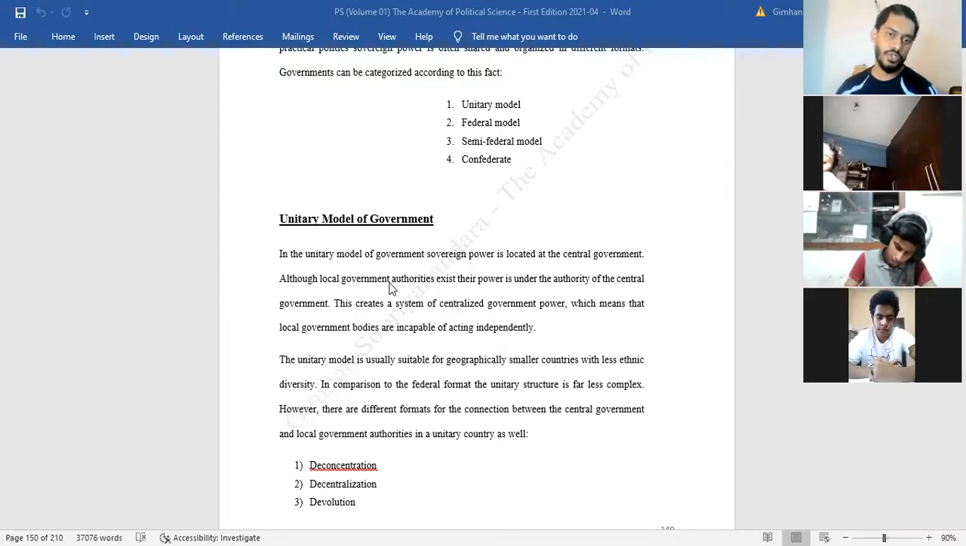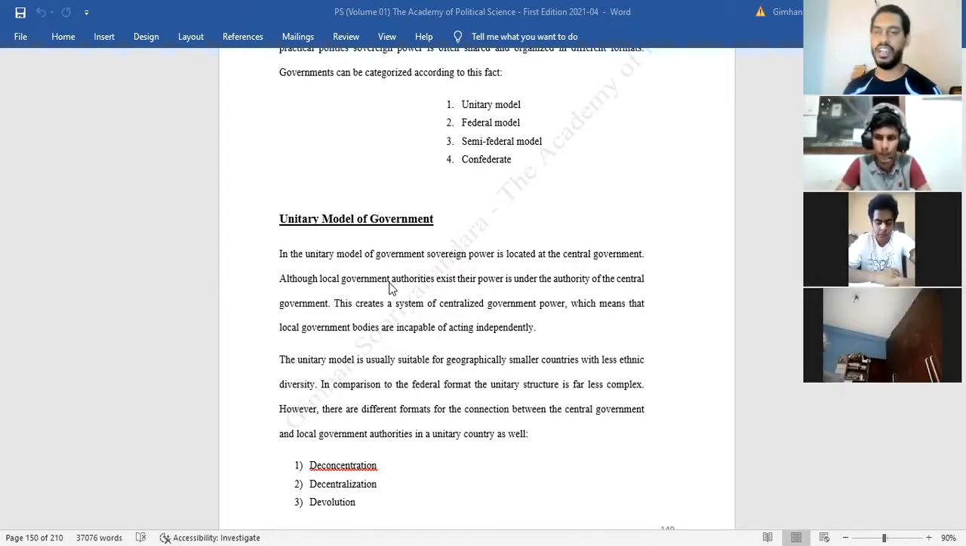The unitary model is usually suitable for geographically smaller countries with less ethnic diversity, right? Smaller countries, as you all know, a country like Sri Lanka or Singapore, those countries can be governed this way because the central government is handling everything, right? Because if the country is big, the regions have to have more powers, because the central government can't control that big of a country, right?